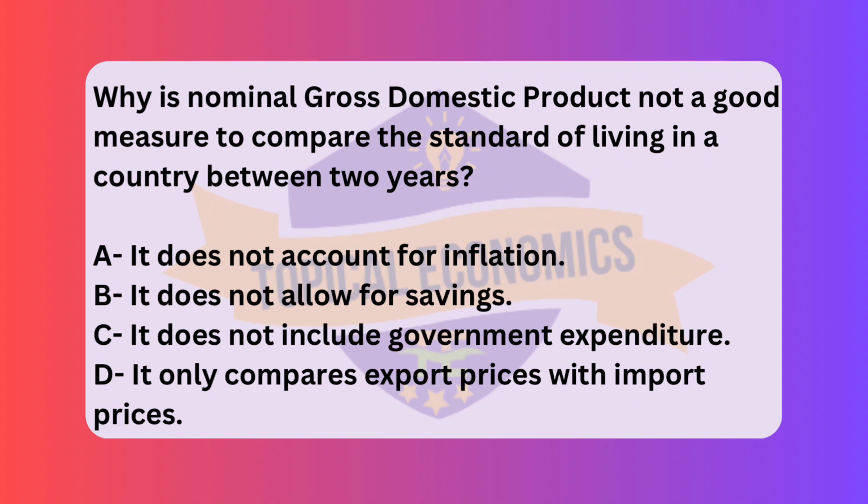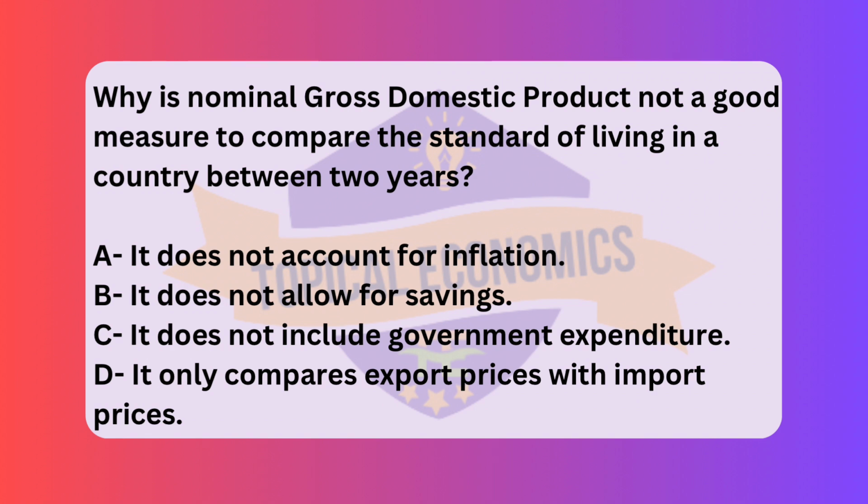Next, option C. It does not include government expenditure, is incorrect. Nominal GDP does include all government expenditure as part of the calculation. In fact, government spending is a significant component of GDP, along with consumption, investment, and net exports. The issue with nominal GDP is not its inclusion of government expenditure but its failure to adjust for inflation.